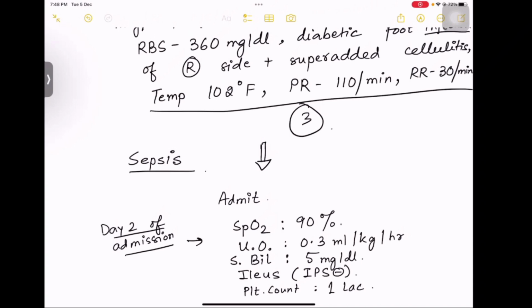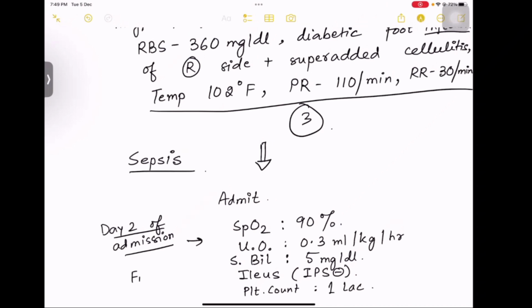Now on the day 2 of admission, you see that SpO2 has gone to 90%, which is low. Urine output is so less, 0.3 ml per kg per hour. Serum bilirubin has increased to 5 milligram per dl. Bowel sounds are absent. Platelet count is reduced, that is 1 lakh. And FiO2 has increased. So this patient, on day 2 of admission, has gone to severe sepsis.